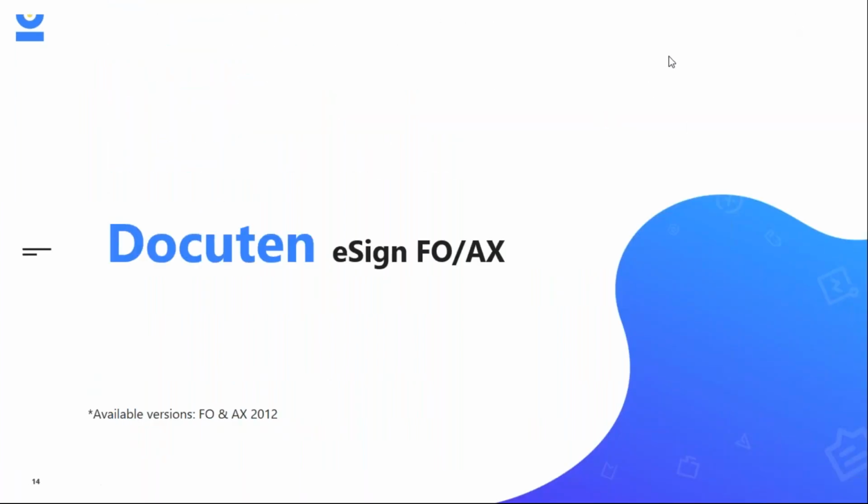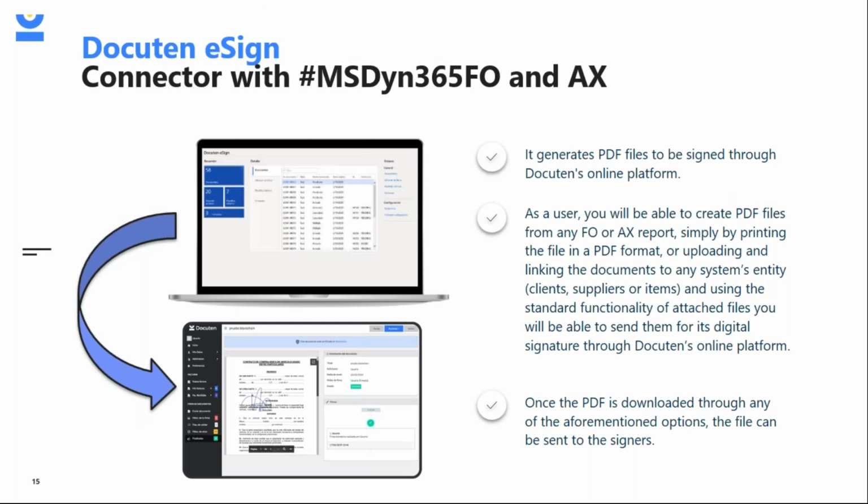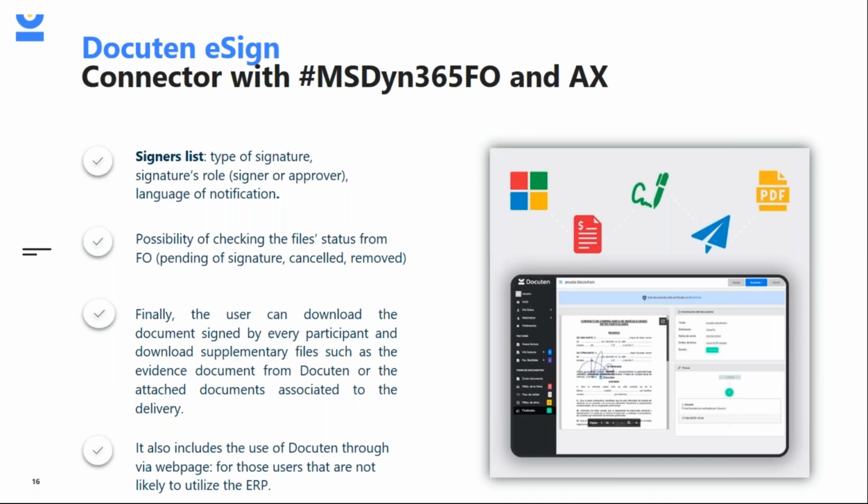And now I'm going to briefly show you Docuten eSign for Finance and AX. It's very similar, AX 2012 to be exact. We have the chance to create any PDF. In this case, we use the standard printing functionality from Finance to create a document to be signed through Docuten, and the standard attachment functionality, which we also use with Docuten eSign. From that point onwards it is the same process as in Business Central or NAV. We will get a signers list and we will be able to review the status and the different stages, and finally we will be able to download, and also log into the Docuten website and start the signature request from a browser.